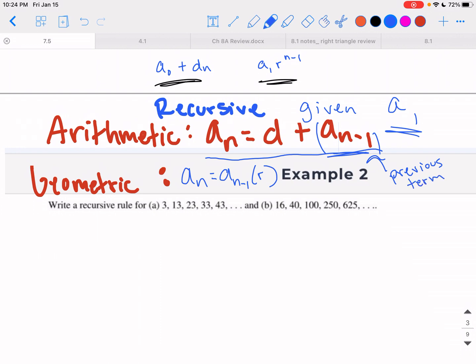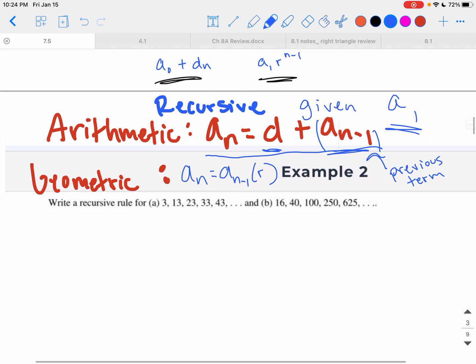Okay, and the geometric is a sub n is equal to that a sub n minus 1, the previous term, multiplied by your ratio, which makes sense, right? Because you continue to multiply by your ratio each term. And arithmetic makes sense as well because you continue to add that common difference to each term. Okay, so they're pretty self-explanatory with where they came from.